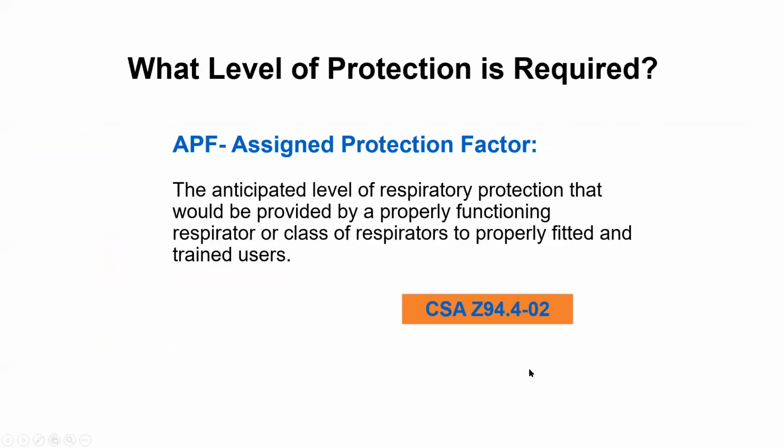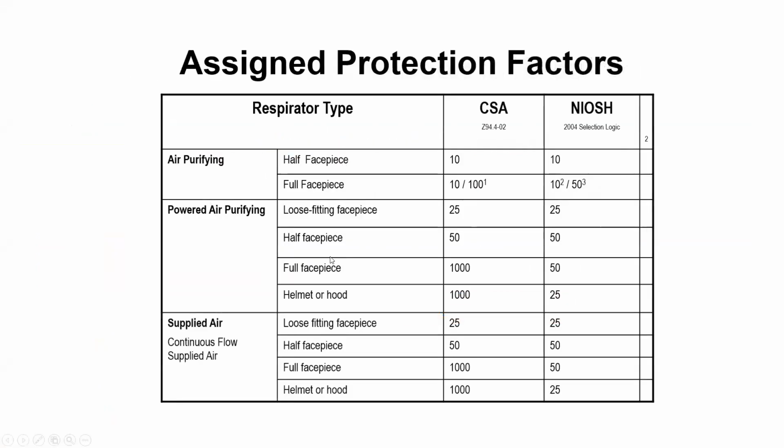So, assigned protection factor: what level of protection is required? Assigned protection factor is the anticipated level of respiratory protection that would be provided by a properly functioning respirator or class of respirators to properly fitted and trained users. Type of equipment, assigned protection factor. We have number 10. What those numbers mean is, for how many particles stopped, no more than 1 will go through. For half phase, it's 10.